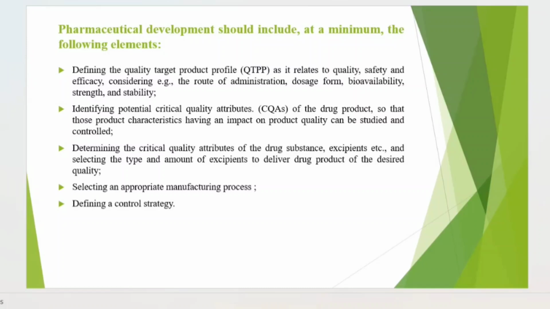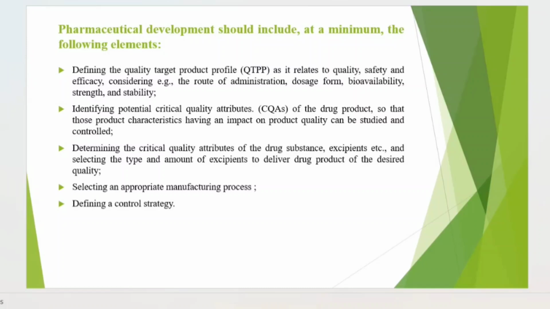So that we need to identify. Then determining the critical quality attributes of the drug substance and excipients, and selecting the type and amount of excipients to deliver a drug product of the desired quality. So here we need to identify the CQA of the drug substance and excipients. Here CQA of drug substance may be the particle size we can say. If a product is very less soluble, then we need to focus on the particle size.